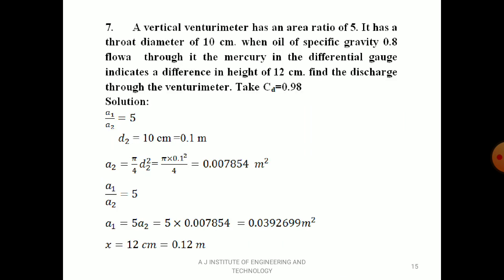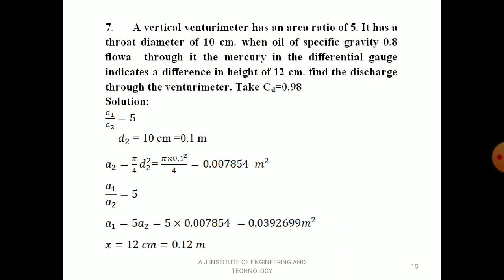So seventh problem, a vertical venturimeter has an area ratio of 5. It has a throat diameter of 10 centimeter. When oil of specific gravity 0.8 flows through it, the mercury in the differential gauge indicates a difference in height of 12 centimeter. Find the discharge through venturimeter. Take CD equal to 0.98.